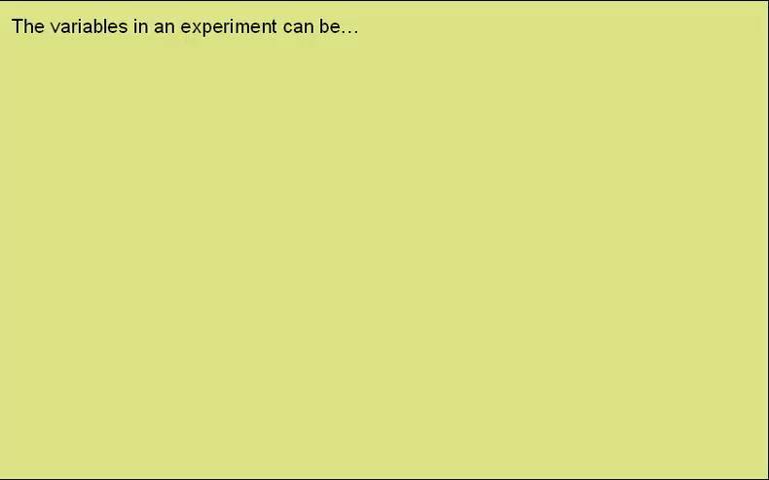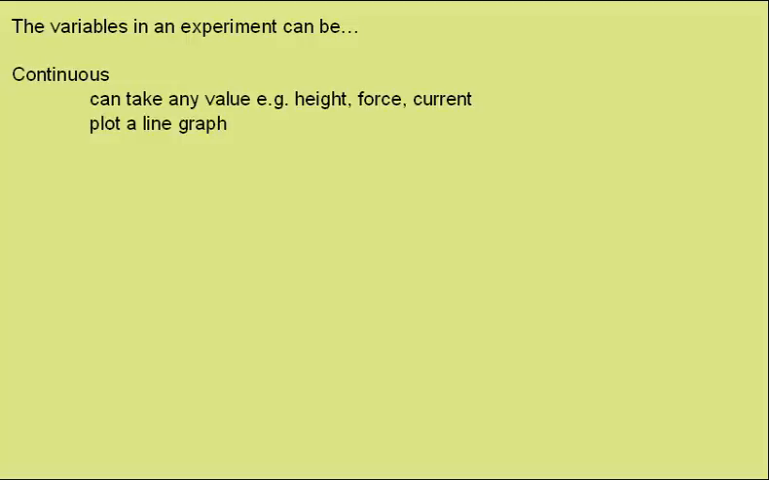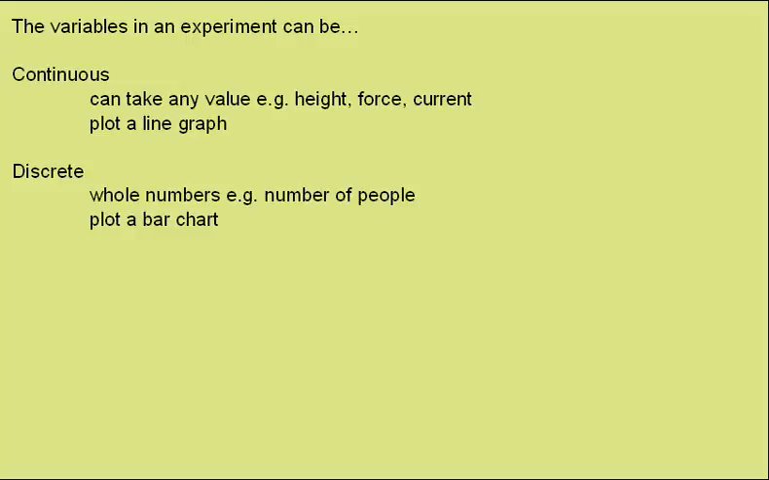The variables in an experiment can be continuous, which means they can take any value, for example height, force, current. For this you would plot a line graph. They can be discrete, meaning they're whole numbers, for instance number of people. For this you would plot a bar chart.